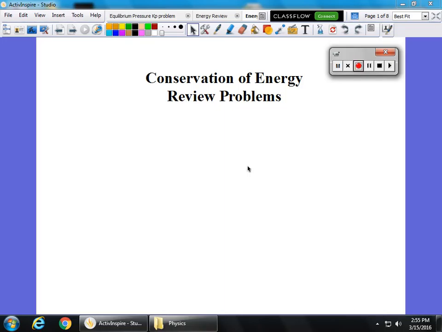These first three are pretty straightforward. They're asking you about the different types of energy involved. One is about kinetic, one is about gravitational potential, and the other is about elastic potential or spring potential energy. This should be pretty straightforward. Let's take a look.